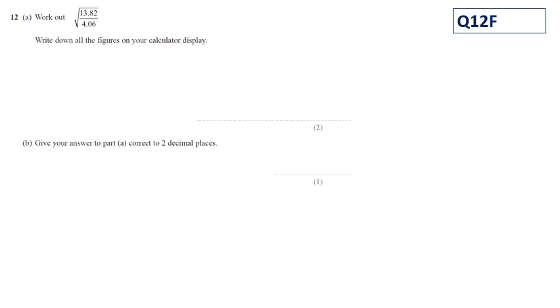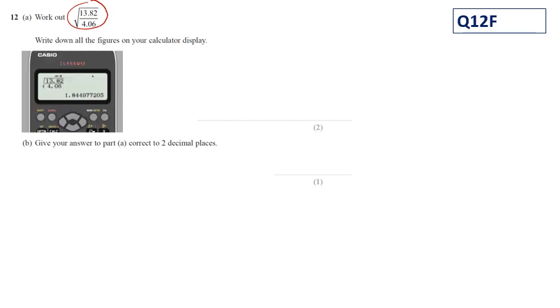Okay, so question 12a, work out the square root of 13.82 over 4.06. Write down all the figures on your calculator display. For this question, you're going to have to type in this calculation into your calculator exactly as it is written there. And when you do that, it should look like this on the Casio calculators. And this is the exact answer you should have.